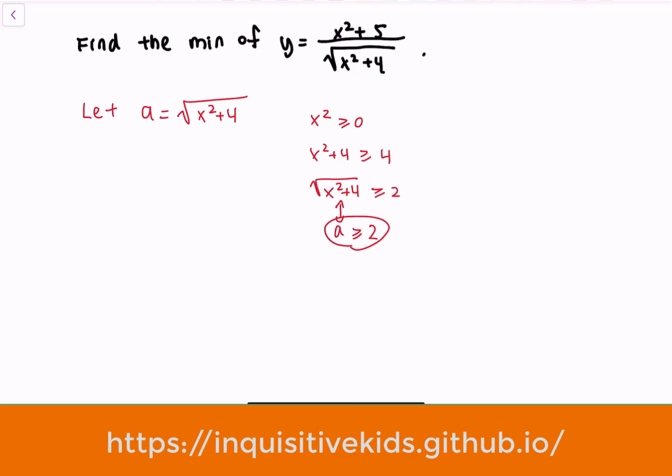So y can now be rewritten as (a squared plus 1) over a, or a plus 1 over a. Now when we see this format, we can think back to what we learned earlier about rational functions with a slant asymptote. The minimum value of y would be when a is equal to 2. So when we substitute that in, we would get 2 plus 1/2, and we would get 5/2.